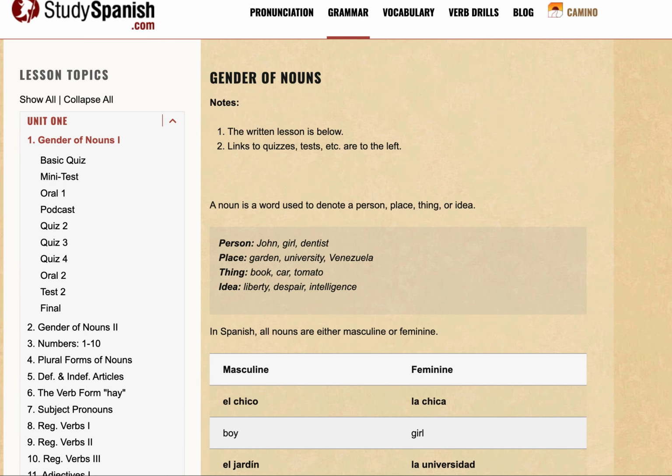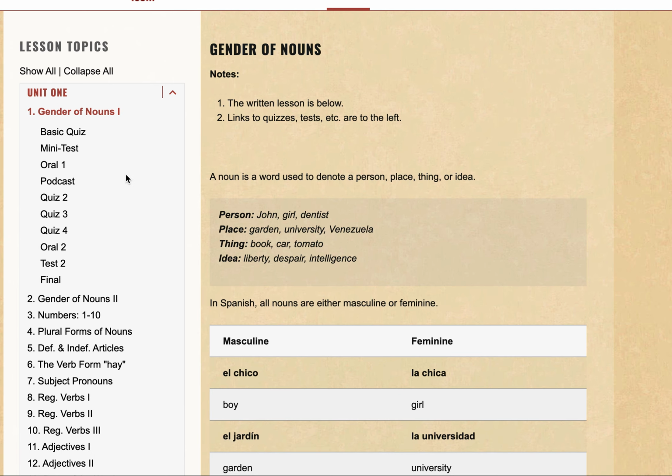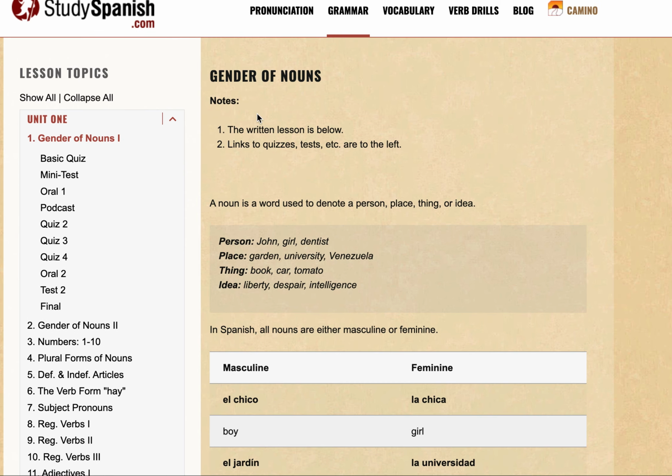All right, so we have finished the pronunciation section, and now we are moving into the grammar section. And this is Unit 1 and the first lesson in grammar. And this is on gender of nouns.